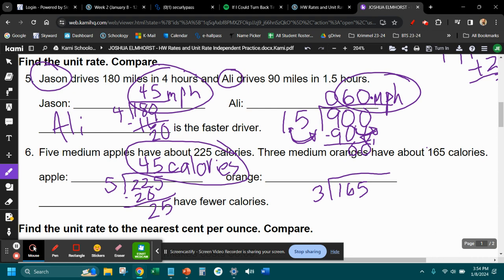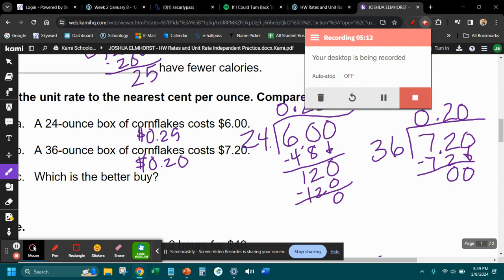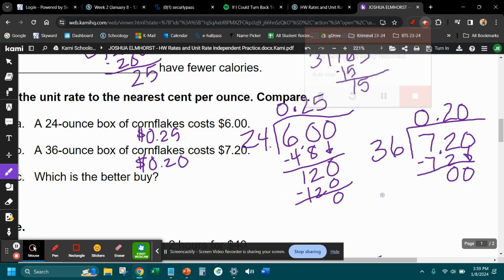3 goes into 16 5 times. 5 times 3 is 15. And 3 goes into 15 5 times. Here, continue with the video. We're going to check our work.